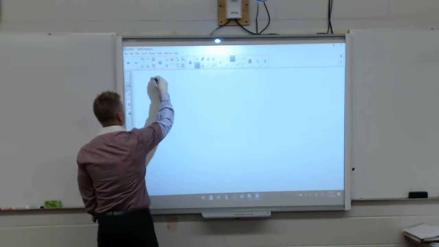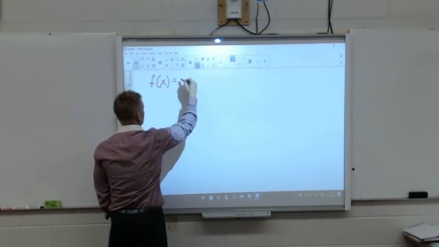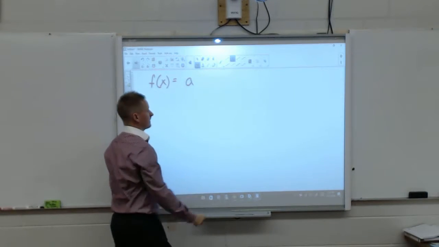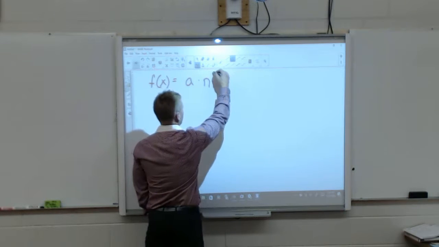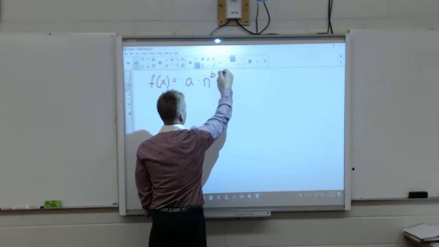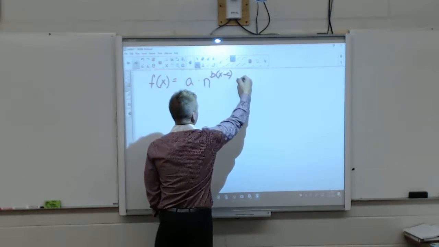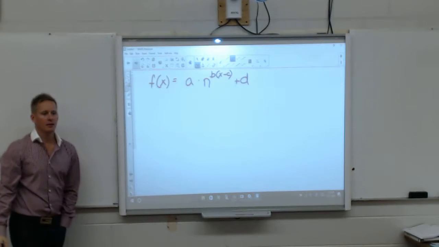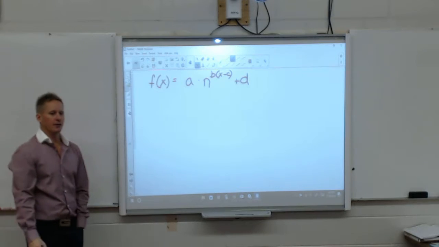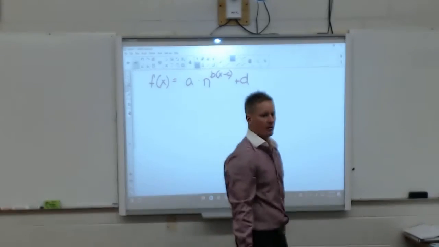So what do I see? F of x equals a. I'm going to use a different base here. I'm going to put a base of n, let's say. And you'll see why in a second. B, x minus c plus d. Okay? I don't know what your problem is. You've been doing it from day 1.